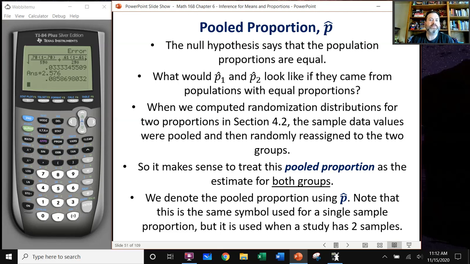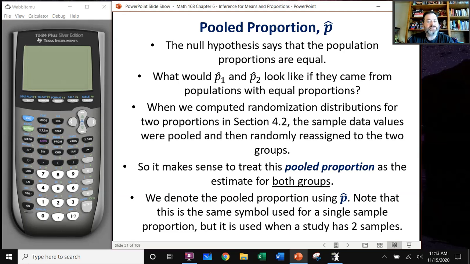So we're going to pool the data and then reassign it, not randomly, but we're going to figure out what p hat 1 and p hat 2 put together would look like. And we're going to call that our pooled proportion. So it's like we're going to take the categories and dump them together and not reassign them. We're just going to look at the pooled data before it's reassigned. And we call this pooled proportion p hat.